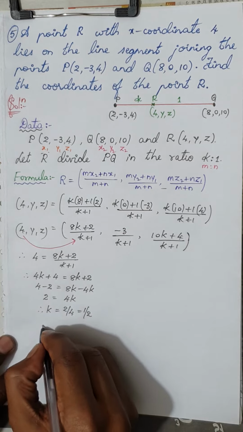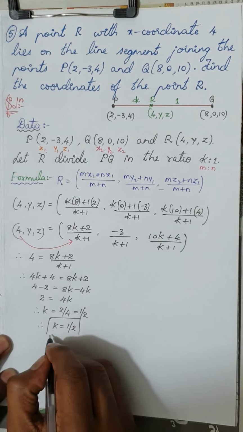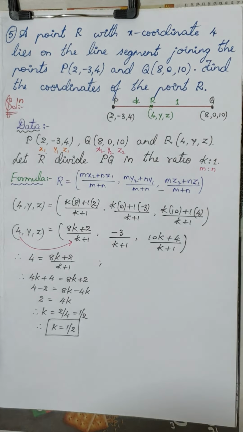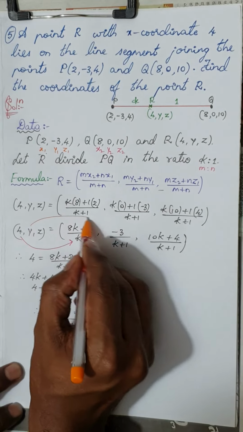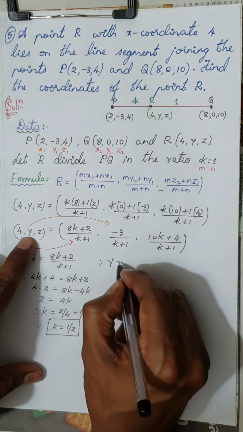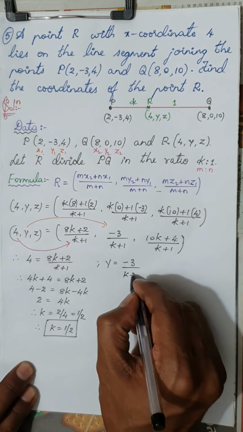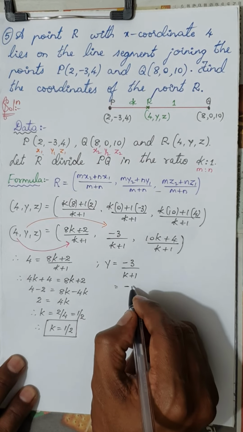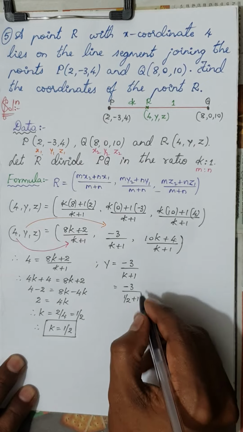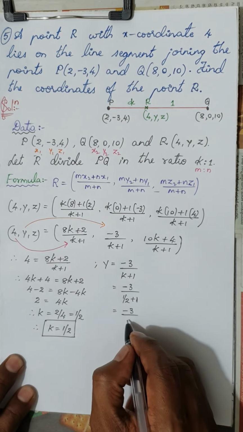Okay, therefore let me consider the k value is 1 by 2. Now to consider the y value, let me equate the coordinates of y and see what happens. y is nothing but -3 divided by k plus 1. So that is nothing but -3 divided by k, that is half, plus 1. Okay, so this is nothing but -3 divided by half plus 1, which is 3 by 2.